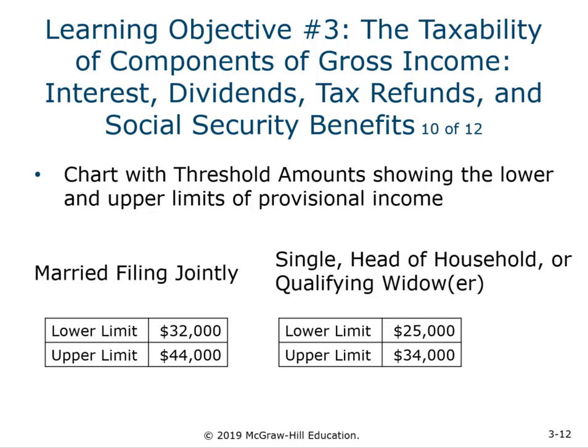You see that if you're single, head of household, or qualified widower, the lower limit is 25 and the upper limit is 34. A little different, a little lower. But they work the same way. So you might say there's a 0 threshold. In between 32 and 44, there's a 50%, and then over 44 is at 85% or a mix. Okay, so let's look at an example.